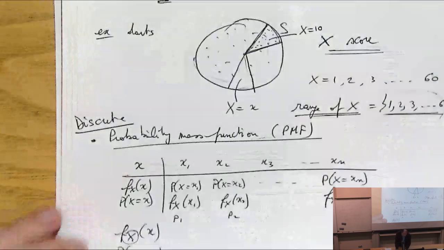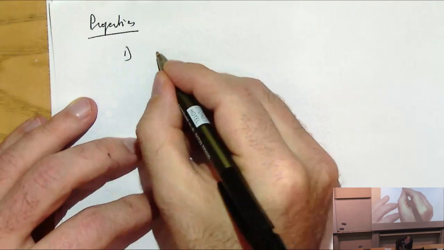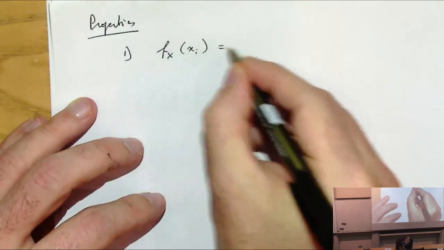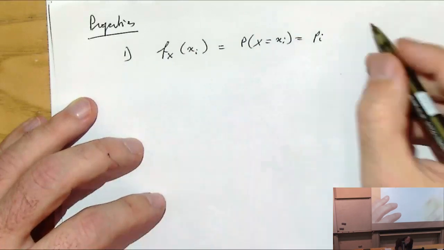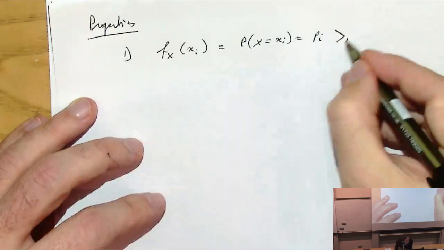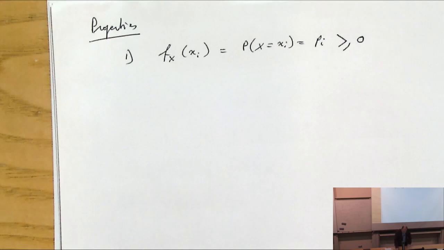So there are a few properties. The first property is that this probability mass function, denoted like this, is always larger or equal to 0. Is that surprising? No, because we know by the axiom of probability that any probability has to be larger or equal to 0. So that's the first thing that the probability mass function has to satisfy.